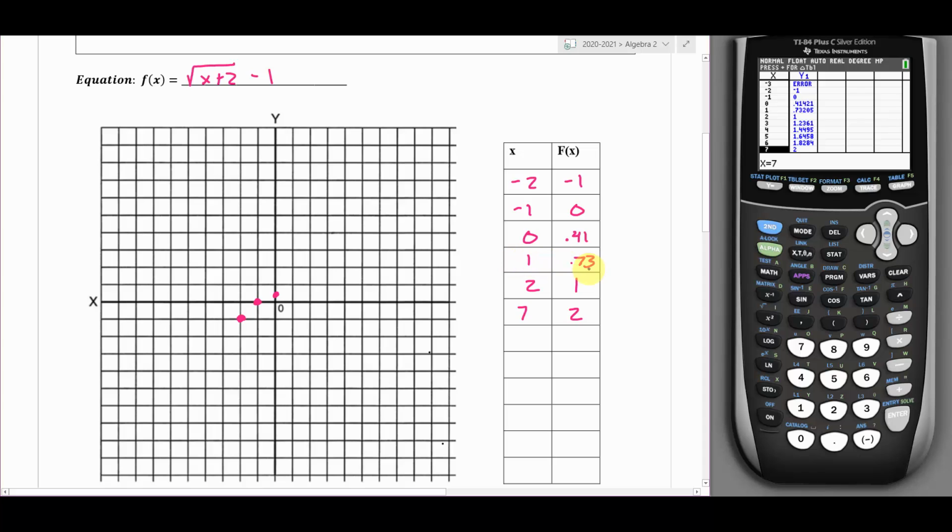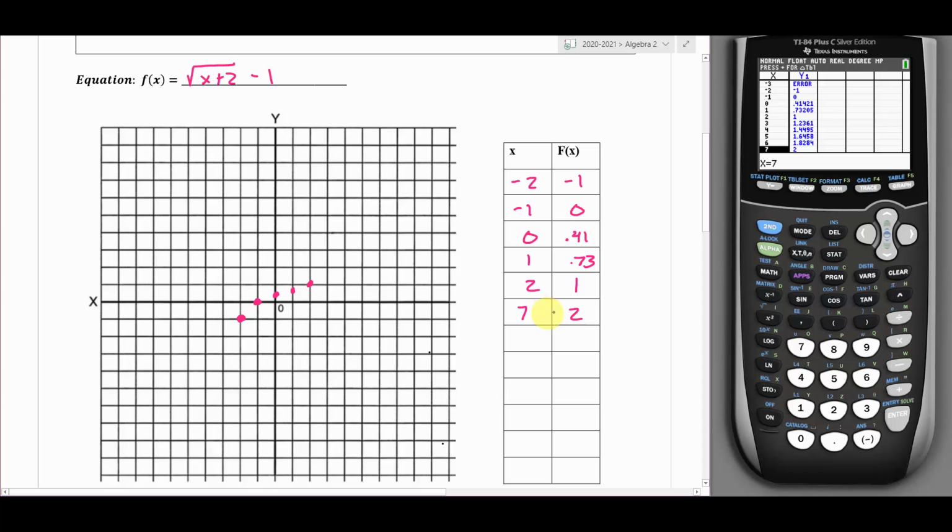This next one is at 1 and then 0.73. So I'm going to go right 1. Oops, didn't mean to draw that. So I'm going to go to the right 1 and up 0.73. So it's more than halfway this time. So I'm going to say about right here. And then we've got 2, 1. So I'm going to go right 2, up 1, and I get a point right there.